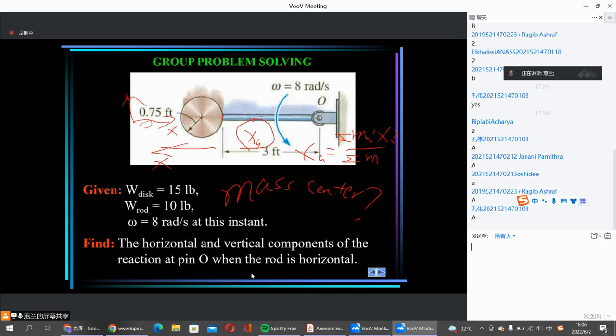Because it's rotating, it will have normal acceleration and tangential acceleration as usual. Also, we only give omega at this instant. We don't tell you that it rotates with constant angular velocity, so we don't know whether alpha is equal to 0 or not. Okay, so please solve this and then submit online.